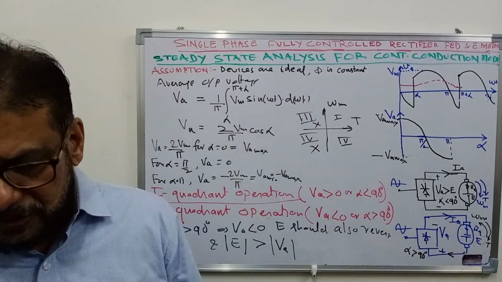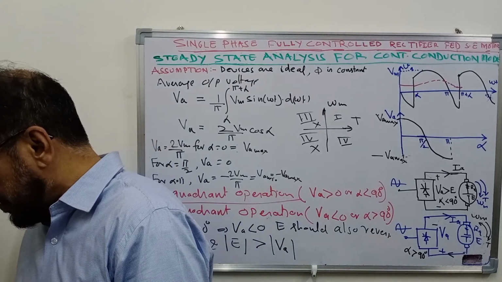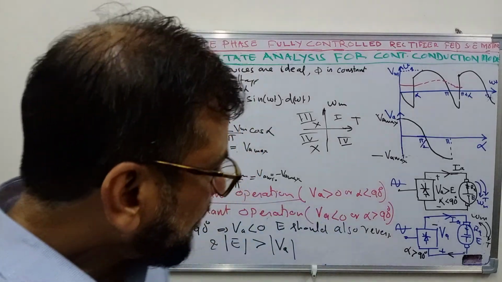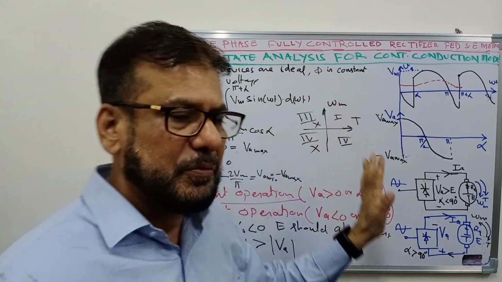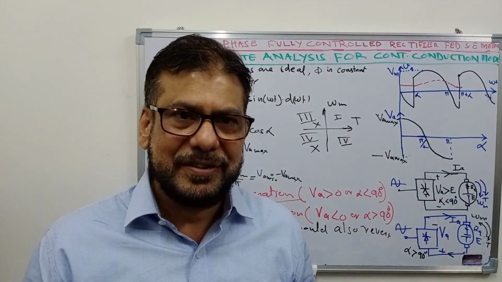So these are the two possible modes of operation in the case of a rectifier controlled DC drive. And as I said earlier, the third and fourth quadrant operation is not possible in such drives. So that is all for this lecture.